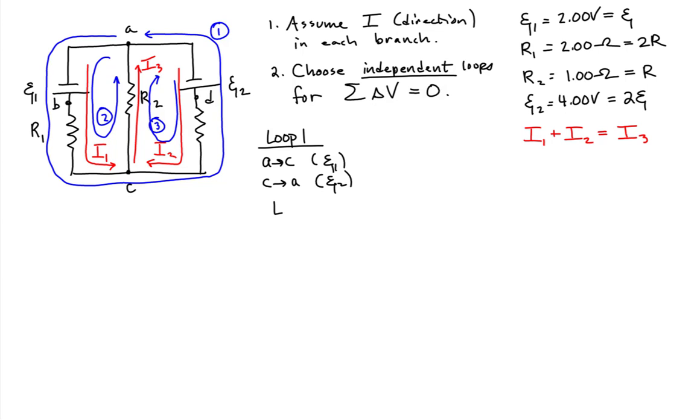Okay, so let's look at loop 2. Loop 2 goes from A to C back to A, going through battery 1 and resistor 2. Let's look at loop 3. Loop 3 goes from A to C to A, traveling through battery 2 and resistor 2.